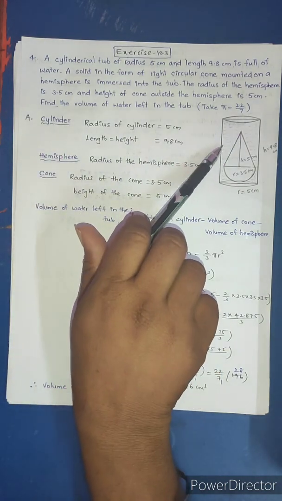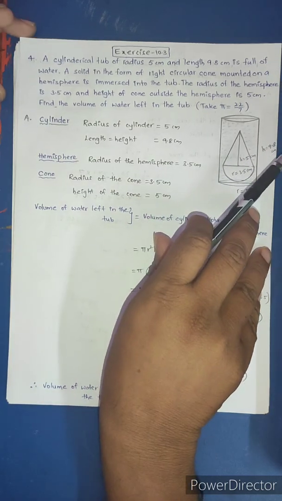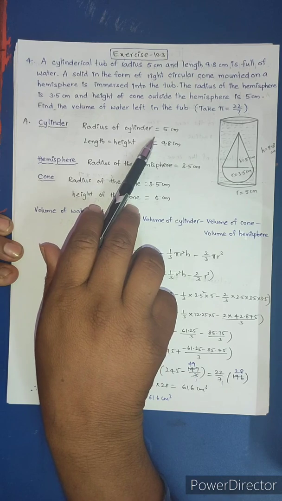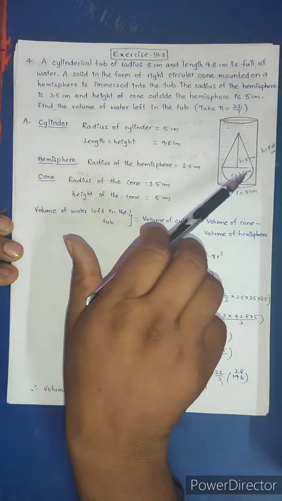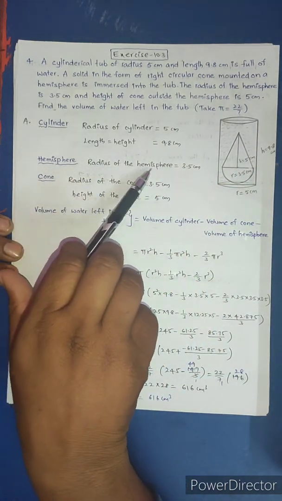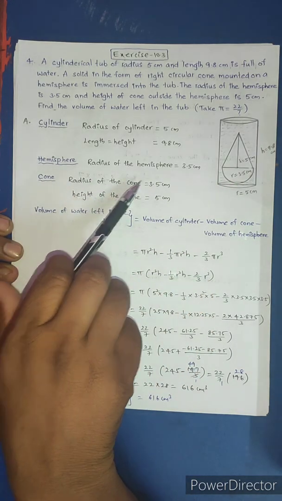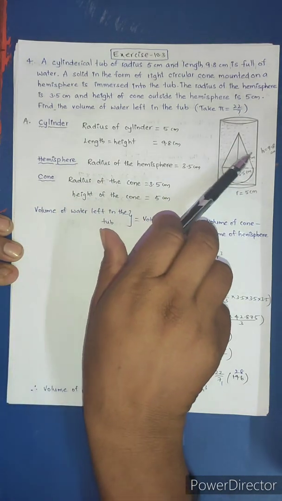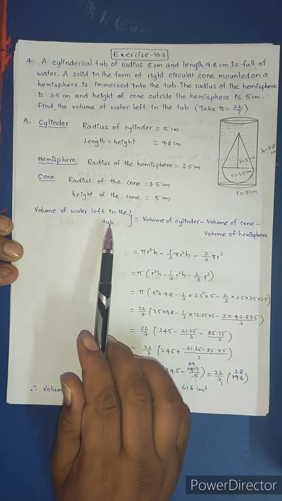Here cylinder, cone, hemisphere, three shapes are present here. So first, what about the cylinder? Radius of the cylinder 5 centimeter. Length or height of the cylinder is 9.8 centimeter. Then hemisphere, radius of the hemisphere is 3.5 centimeter. Then cone, radius of the cone 3.5 centimeter. Height of the cone 5 centimeter. Now volume of the water left in the tub. This is the question.